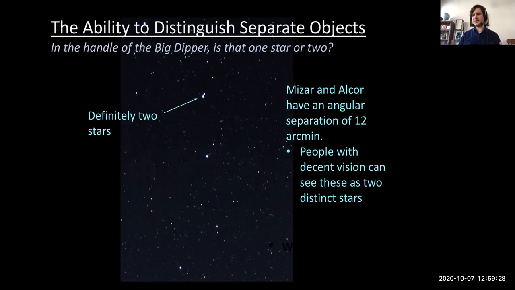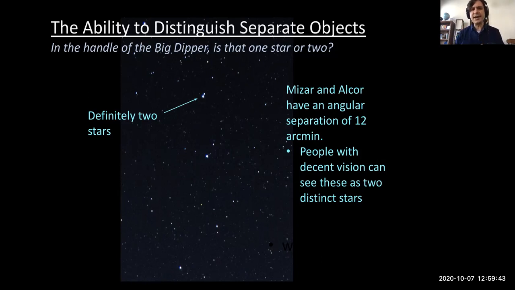It'll work if you have decent vision with glasses or contacts. It'll work with decent vision if you don't. And see if you can see those as two distinct stars. Why is it that some people see them blurred together and other people see them as distinct points?